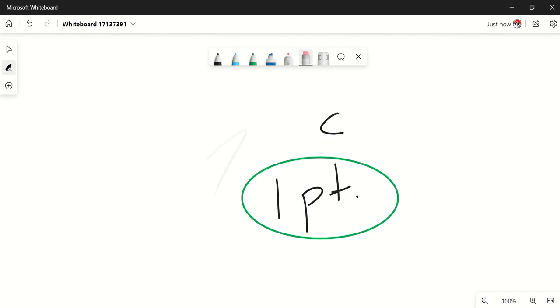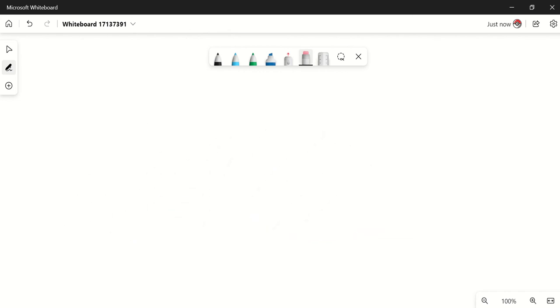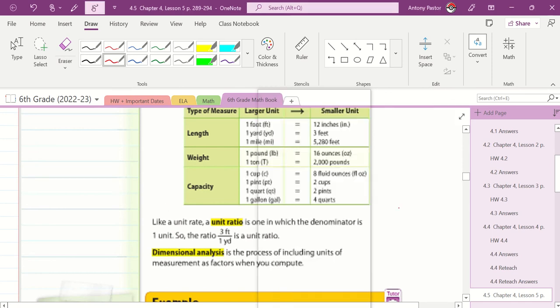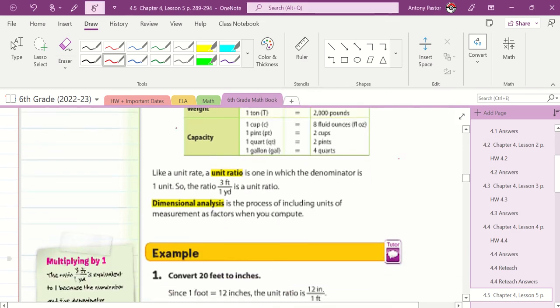All right, moving on. Our other vocab term for this is dimensional analysis. Dimensional analysis is the process of including units of measurement as factors when you compute. In English, this means basically comparing what a unit would be like if we were to break it down into smaller measurements of unit.